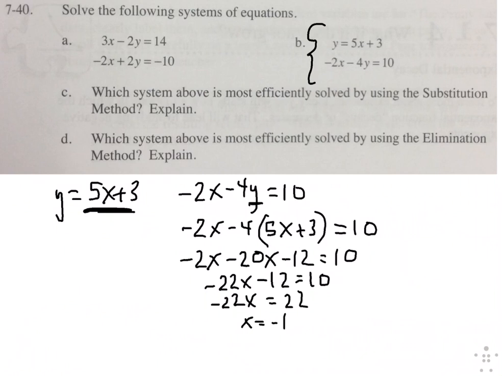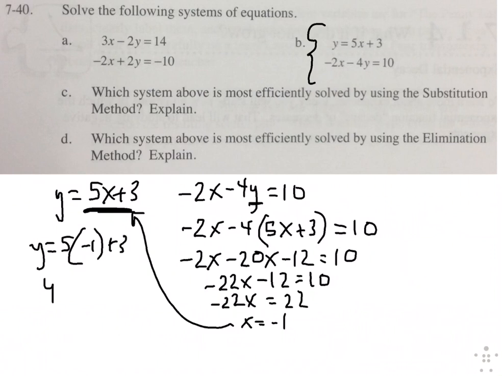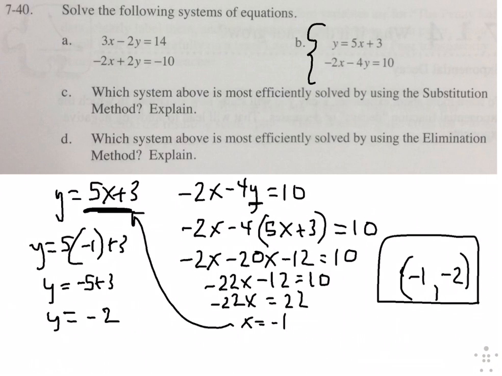And now I can put it into either equation. Clearly, I'm going to put it in up here. So y equals 5 times negative 1 plus 3. y equals negative 5 plus 3. y equals negative 2. So the answer comes out to be x is negative 1, y is negative 2, and of course we're going to write it as an ordered pair.